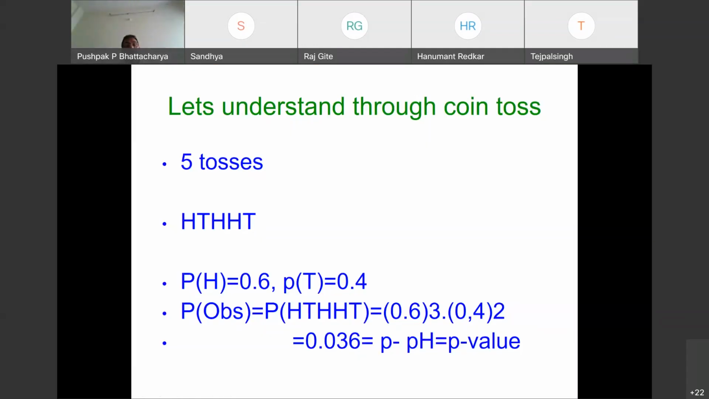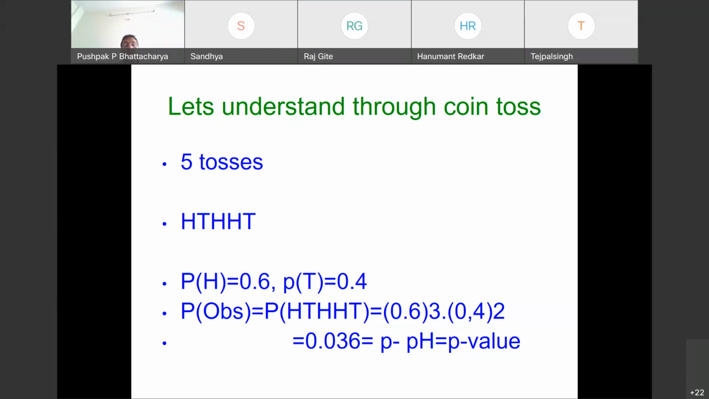So probability of H is 0.6, probability of T is 0.4. Now probability of the observation is what? Probability of the observation is 0.6 to the power 3 into 0.4 to the power 2. And this comes out to be 0.036.